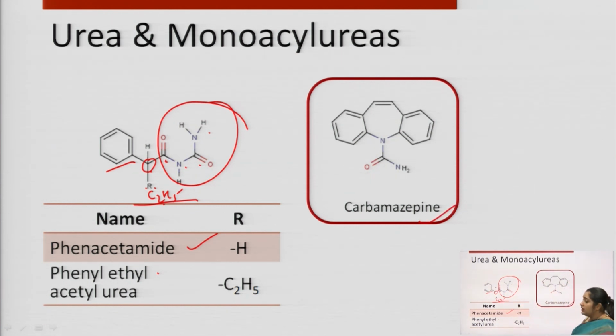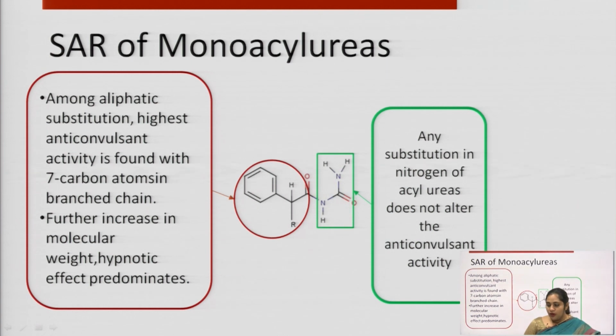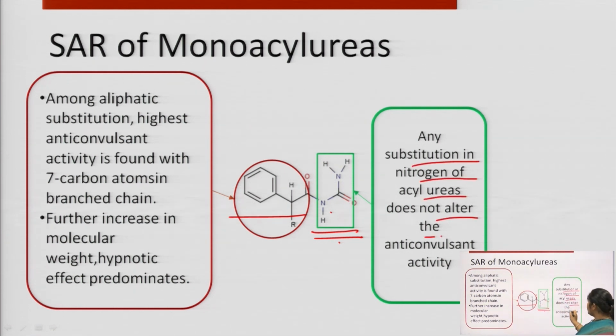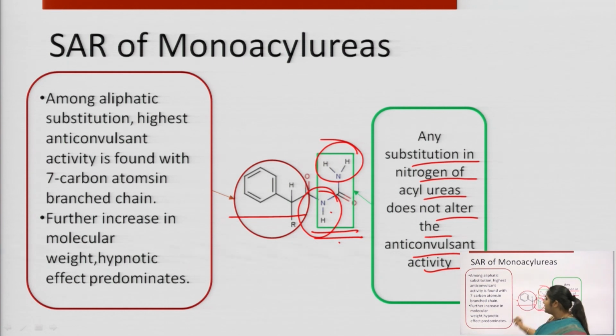Monoacylureas also contain one of the important drugs, that is carbamazepine. For the structure activity of monoacylureas, we again have two targets. One is the acylurea part, and the other is the substituted part. When we talk about this NHCONH2 group, any substituent on the nitrogen does not alter the anticonvulsant activity, so it does not actually affect. There is no substitution at this nitrogen, and no substitution at this nitrogen. So, these are simply NH and NH2.